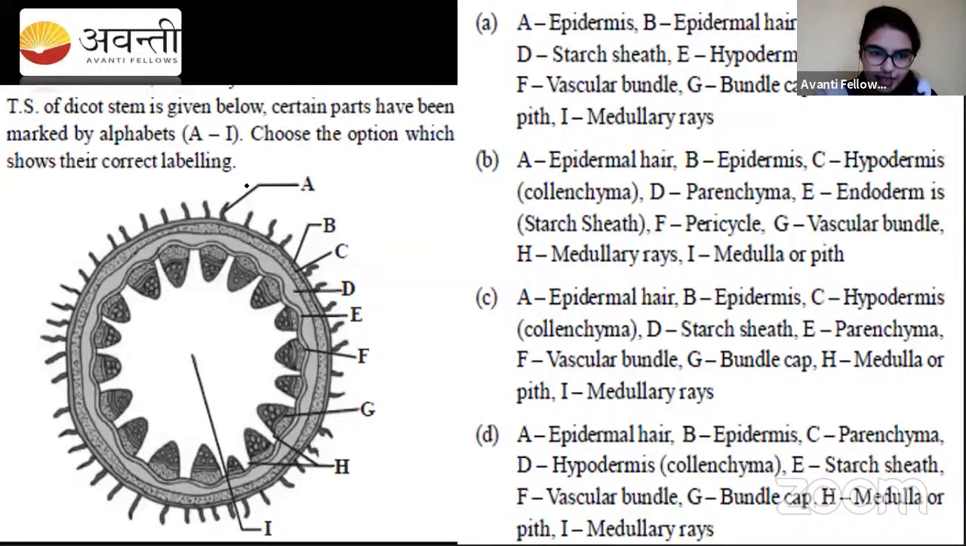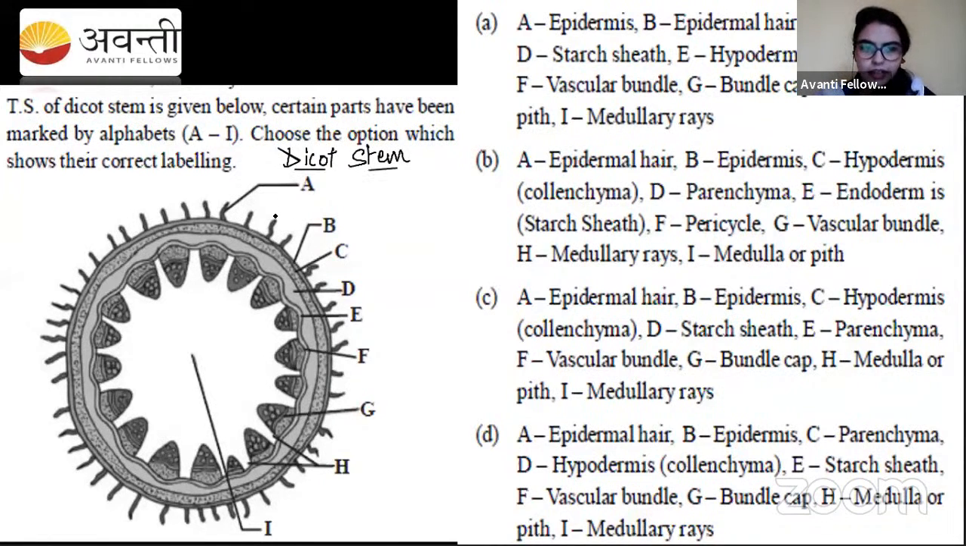So this is A. First of all, you need to understand which diagram is given. Which diagram is this? Yes, Gopika, you are right. So which is the diagram that is given? See, here the diagram is a dicot stem. So this is a dicot stem.